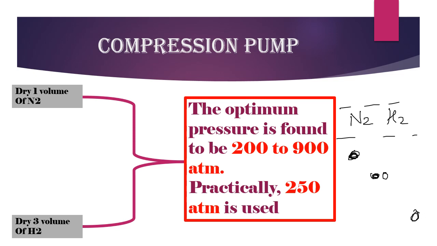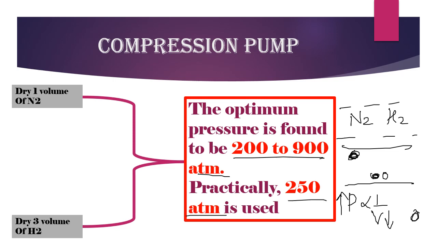So how will they come closer if I apply pressure? Check: pressure is inversely proportional to volume. So if you increase the pressure, what happens to volume? Volume decreases, which means they will come closer and closer. Simple. At constant temperature, this is Boyle's law. So you are keeping the pressure 200 to 900, but practically around 250 atm. So the compression chamber is this much only.